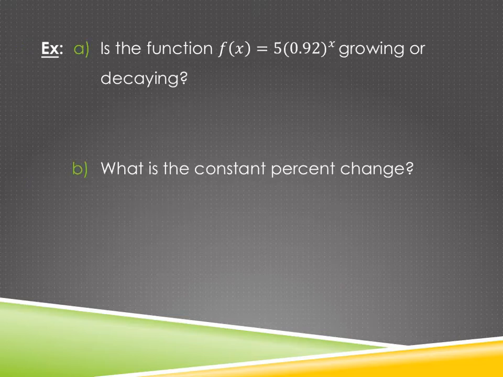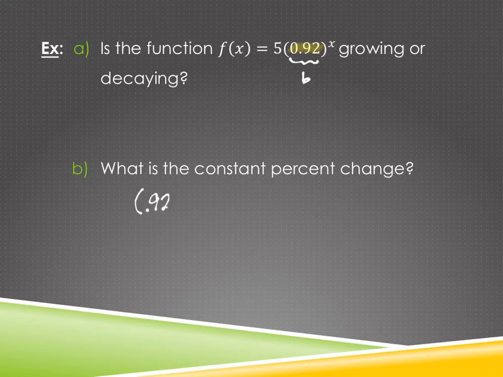Our first example, 5 times 0.92 to the x. What is our b value in that equation? Yep, the 0.92. That right there is b. A is 5. Okay? A has meaning, but it's not what we're talking about right now. So if I were to calculate the percent change, which is what I'm doing on part B, let's actually do part B and we'll come back to part A so I can give you a justification for why I'm going to say what I'm going to say.